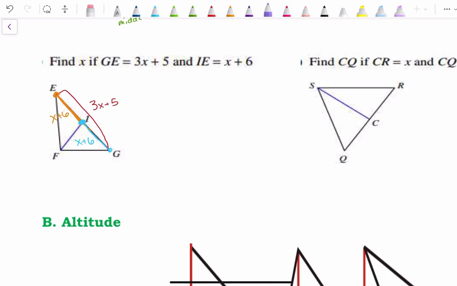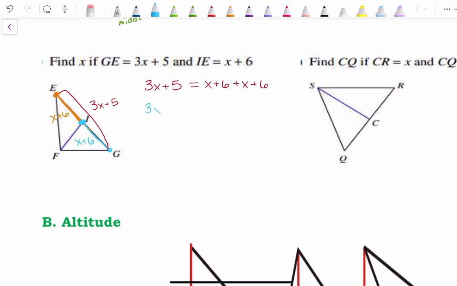So then I'm pretty much doing segment addition like I've been doing this whole time, but this time I'm trying to solve for x, so I need to substitute in a lot of stuff. I know the whole length of the line is 3x plus 5. I know the two pieces that make up the whole line are x plus 6 and a second x plus 6. So I'll do piece plus piece equals the whole big piece. Then I combine like terms and I can solve for x.